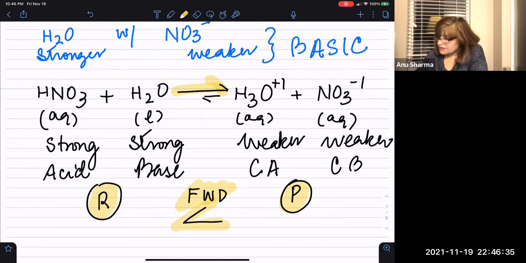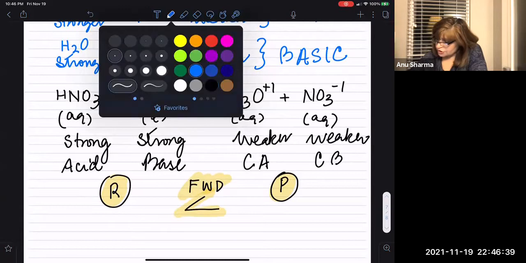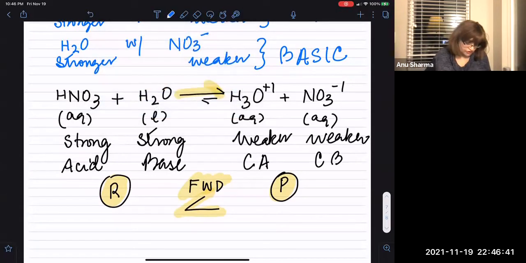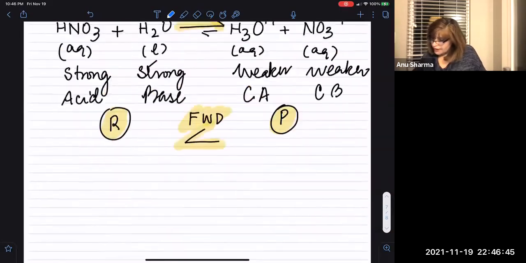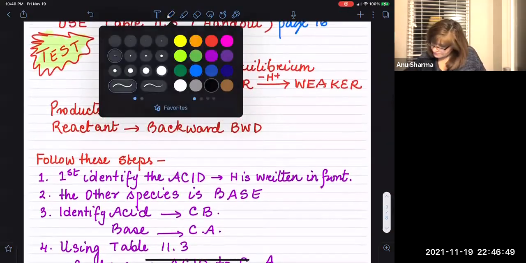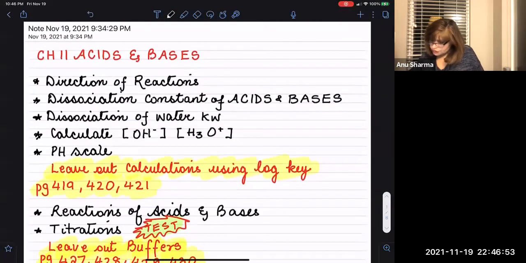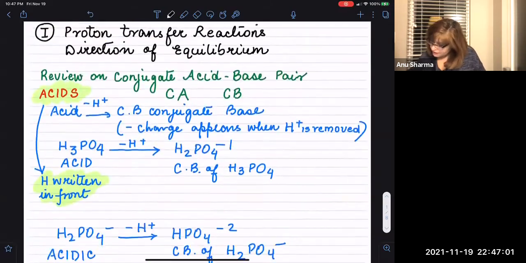Okay, so this is something that you will be questioned on in the exam. So just make sure that you practice this, okay? All right, now we are looking at the next part, which is the dissociation constant of acids and bases. And then we will go from there to the values of the Ka value, and then the value for water.